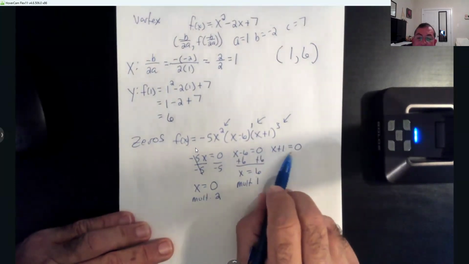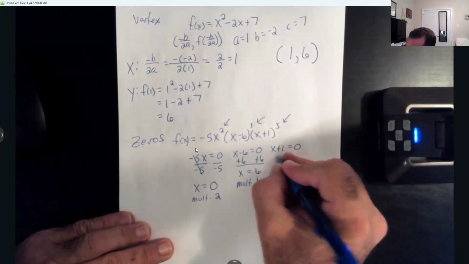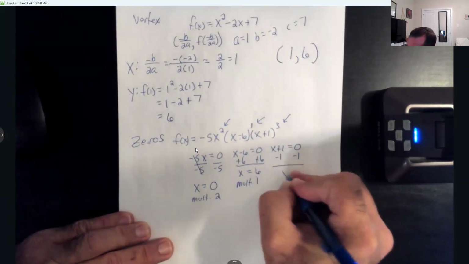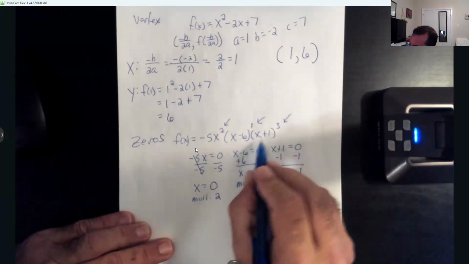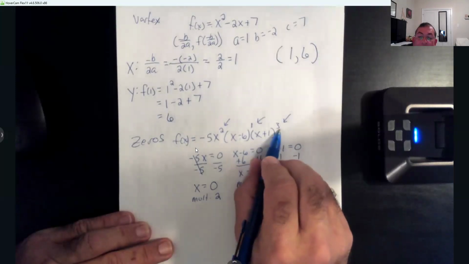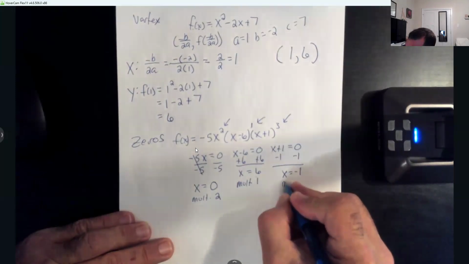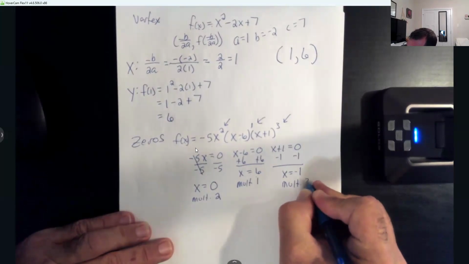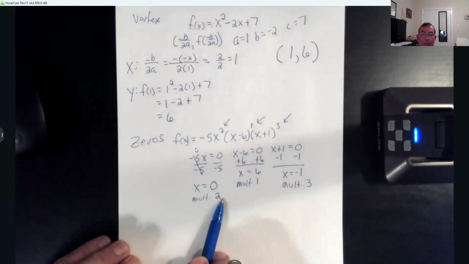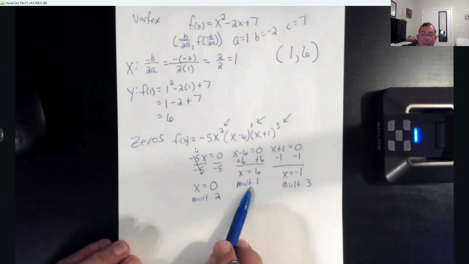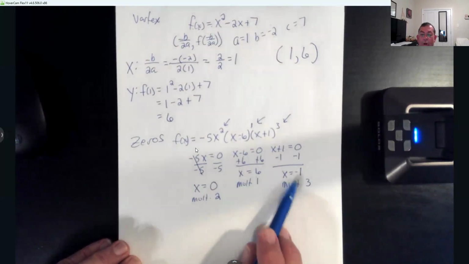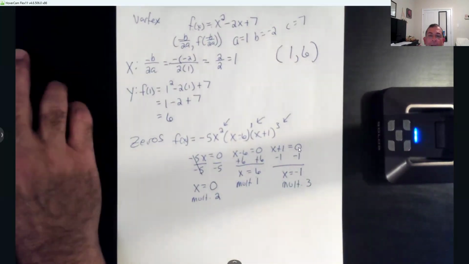And then the last factor, subtract 1 from both sides. You get x equals negative 1. It came from this factor, so it has a multiplicity of 3. So 0 multiplicity 2, 6 multiplicity 1, negative 1 multiplicity 3.